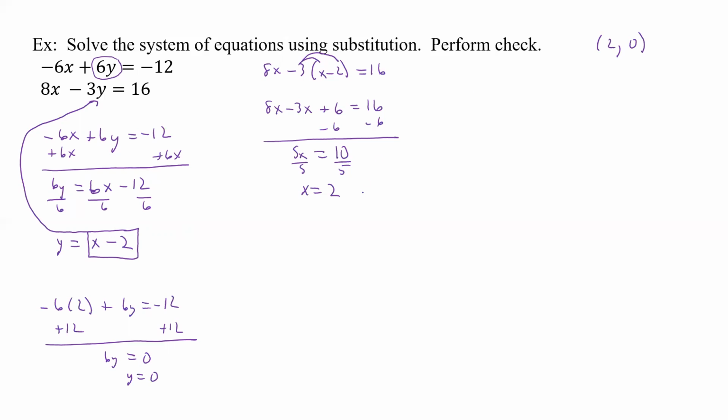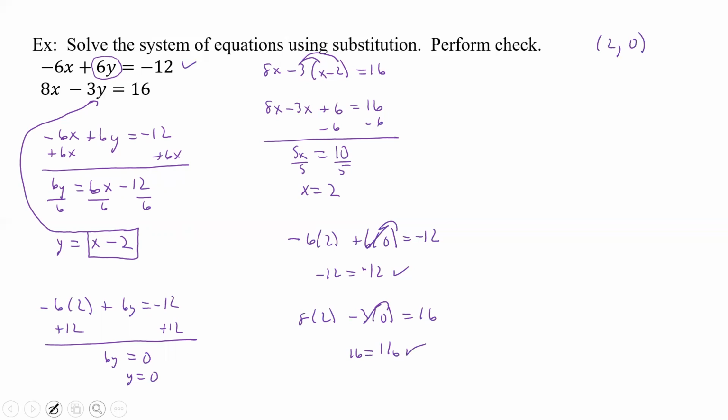Now we have to check it to see. So negative 6 times 2 plus 6 times 0 equals negative 12. Well, that's 0, so we have negative 12 equals negative 12. That works in the first one. How about the second one? 8 times 2 minus 3 times 0 equals 16. Well, that's 0, so 8 times 2 is 16 equals 16. I don't know why I put another number there. I think my 6 just kind of got funky.